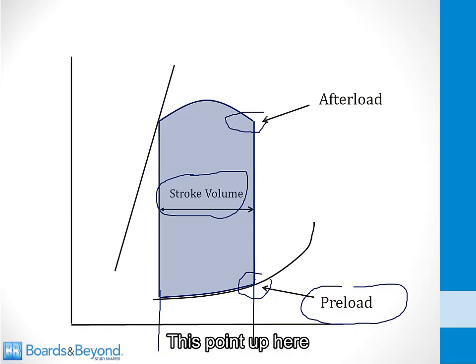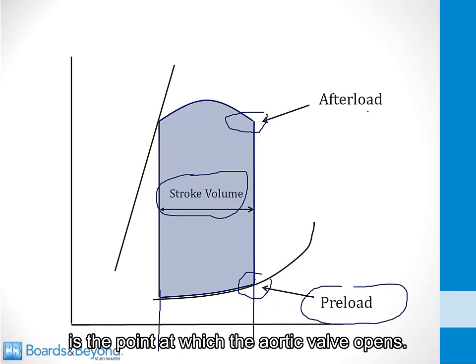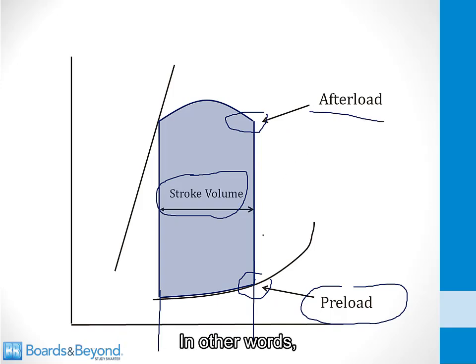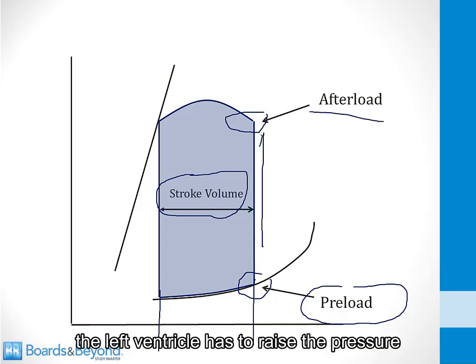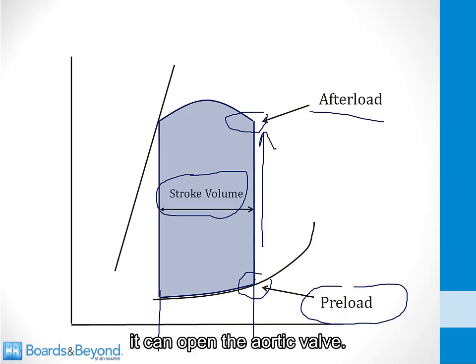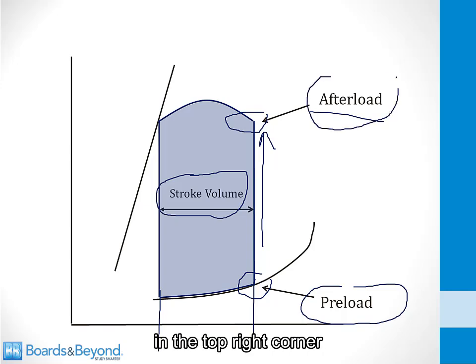This point up here is the point at which the aortic valve opens. That represents the afterload. In other words, the left ventricle has to raise the pressure up to a point such that it can open the aortic valve. The more afterload, the higher the pressure will have to become in order for the aortic valve to open. So the afterload is always found here in the top right corner of the pressure volume loop.